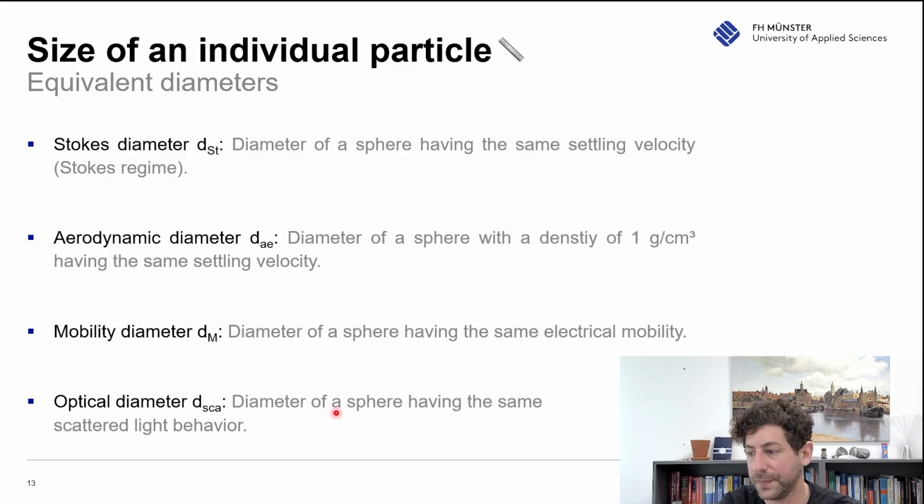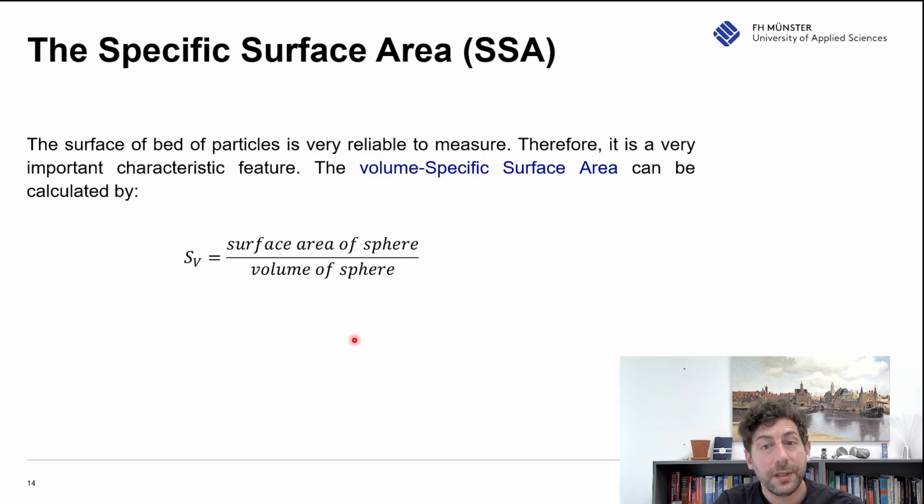Good. So there is another very important measure, and this is the specific surface area. The specific surface area is so important because the surface of a bed of particles is very reliable to measure. So you have a lot of devices which can measure the surface of your powder. You put them in, you measure the surface area, and with the surface area you can calculate the size.